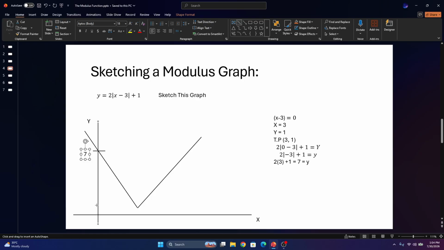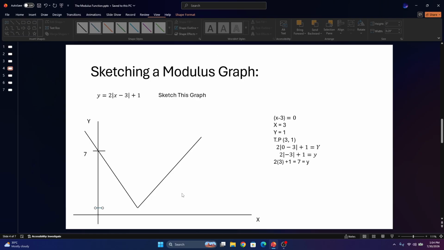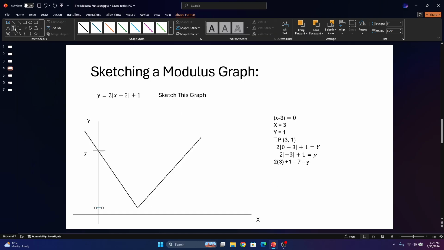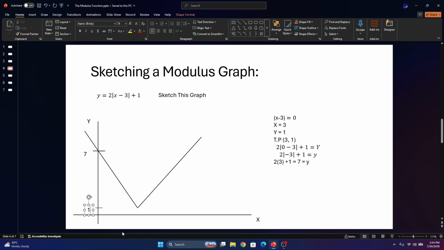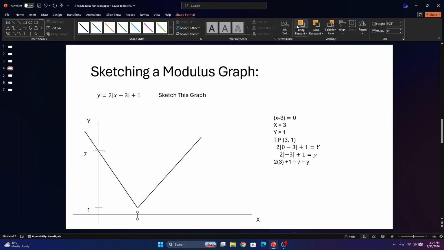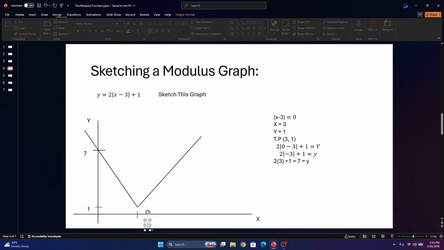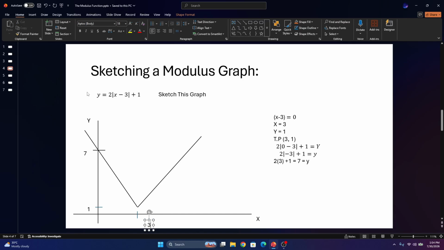Then this point right here, which is the y-coordinate of the turning point, is just going to be 1, as we calculated before. And now the x-coordinate of the turning point is going to be 3 right here, like this. We can just move it a bit so that it looks like this. So here we have now successfully sketched this graph with all the points labeled and the correct shape.